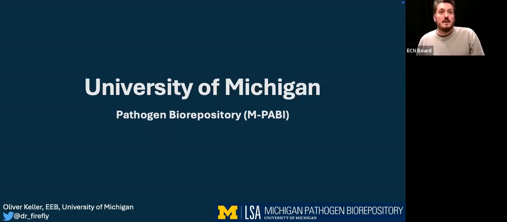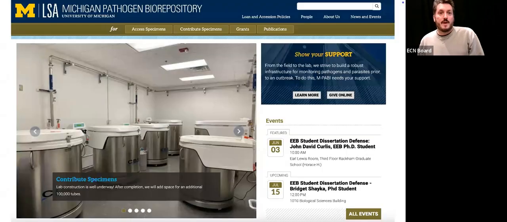We are a repository. We have liquid nitrogen storage. So we are available if you have samples that you don't have storage capacity for. We have space. We have liquid nitrogen tanks. We currently have the capacity for about 100,000 samples. This is a collaboration between the University of Michigan Center for Infectious Disease Threats and the Ecology and Evolutionary Biology Department. And this is for pandemic prevention.